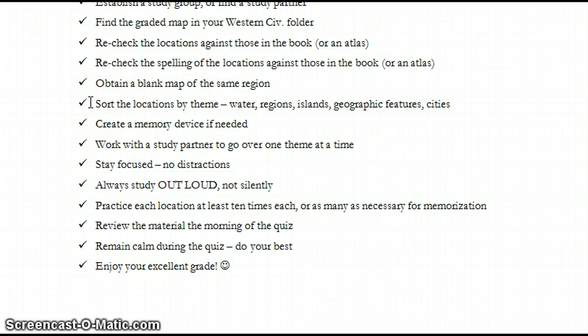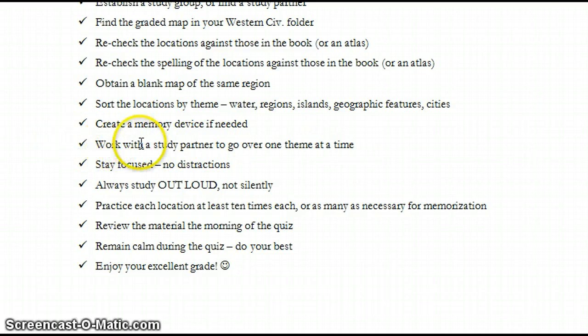Similar to a vocabulary quiz, these items should be sorted by theme. Perhaps water first, it's typically the easiest, then regions, any islands or geographic features like mountain ranges, and finally cities. If you wish to, you may create a memory device. Sometimes that helps if there's quite a few cities to look at the first letters of the cities and try to form a sentence going from left to right or top to bottom or whatever you might think of to help you remember the correct city names.